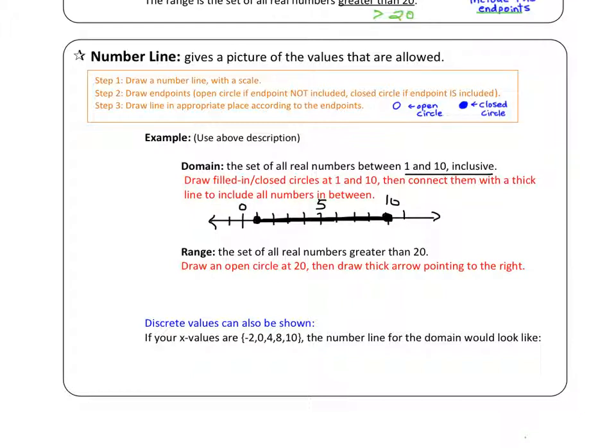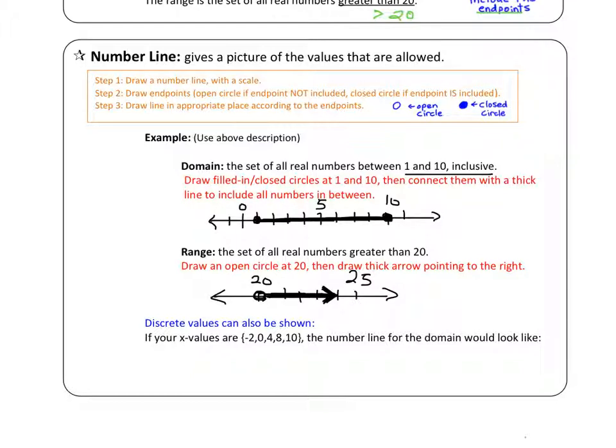When you have the range, any numbers greater than 20, and we want to draw that on a number line, start with 20, 25, say. We draw an open circle because it's only values greater than 20. It's not values greater than or equal to 20. And because it's everything above that, we start with our thick line and draw a nice big arrow because it goes up every value right up to positive infinity. It goes up forever. That would be included on the number line.